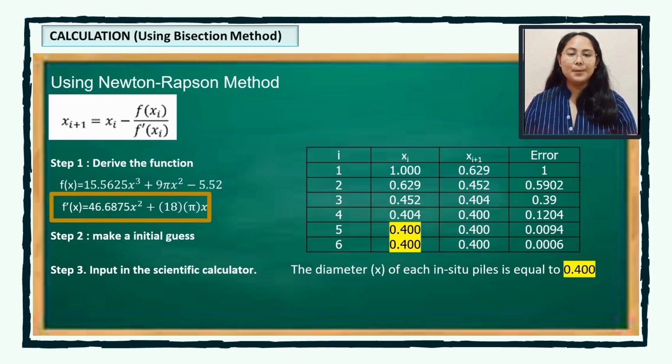Step 3, input it in the calculator. As we have seen in this table, we get the following values of i, x, f of x, f prime of x, and error. So, how can we know the answer? We can know the answer if the value is being repeated. From the solution using the Newton-Raphson method, we get our answer at 0.400 at iteration 6 with an error of 0.00006.